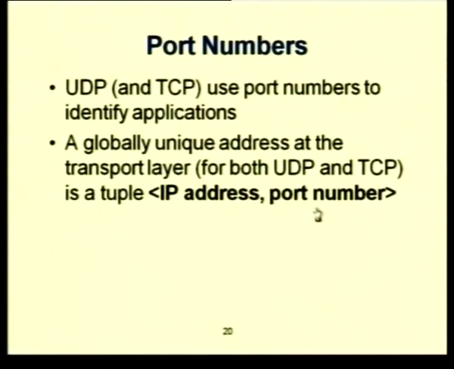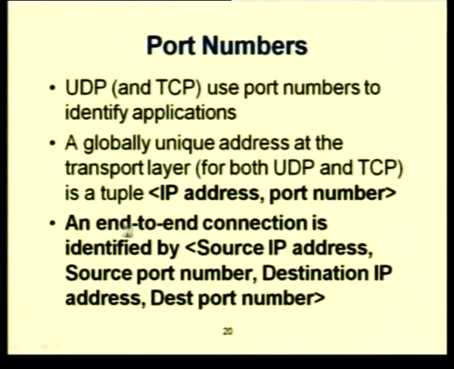This is what will specify the node that you are addressing, and the port number will specify the process on that particular node. Extending the same thing, an end-to-end connection is normally identified by a four-value tuple, which is source IP address, source port number, destination IP address and destination port number. So you can see that this allows us to specify a process-to-process end-to-end connection.